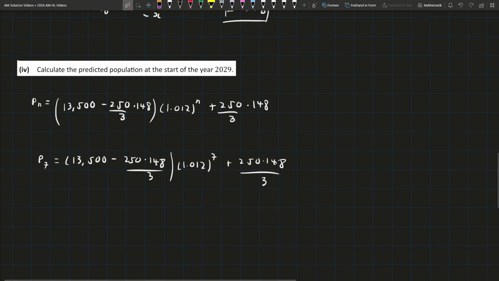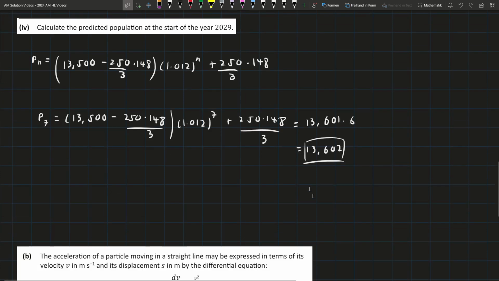You can just put that into your calculator and you get an answer of 13,601.59. Well, 0.6 if you round it technically, but it doesn't matter because this is a population. You can't have 0.6 of a person, so we're going to round up to 13,602. You might be tempted to round down because you can't have 0.6 of a person, but in the marking schemes, they always just round mathematically, and in this case, we mathematically round up.